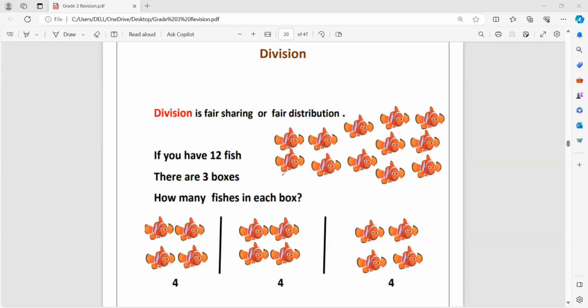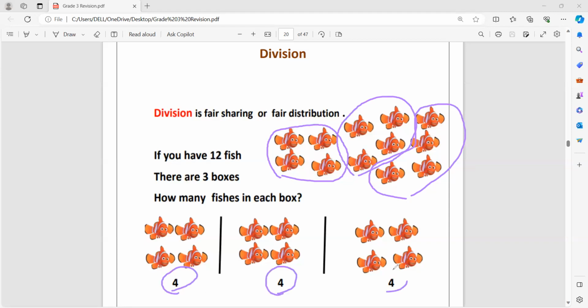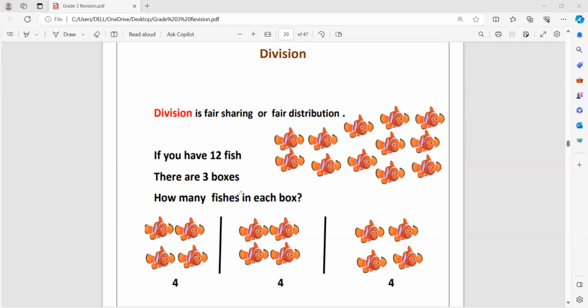So I will take 4 for the first box, then another 4 for the second box, and another 4 for the third box. So here we have 4 and 4 and 4. It means that each box will carry how many fish? Yes, will carry 4 fish.